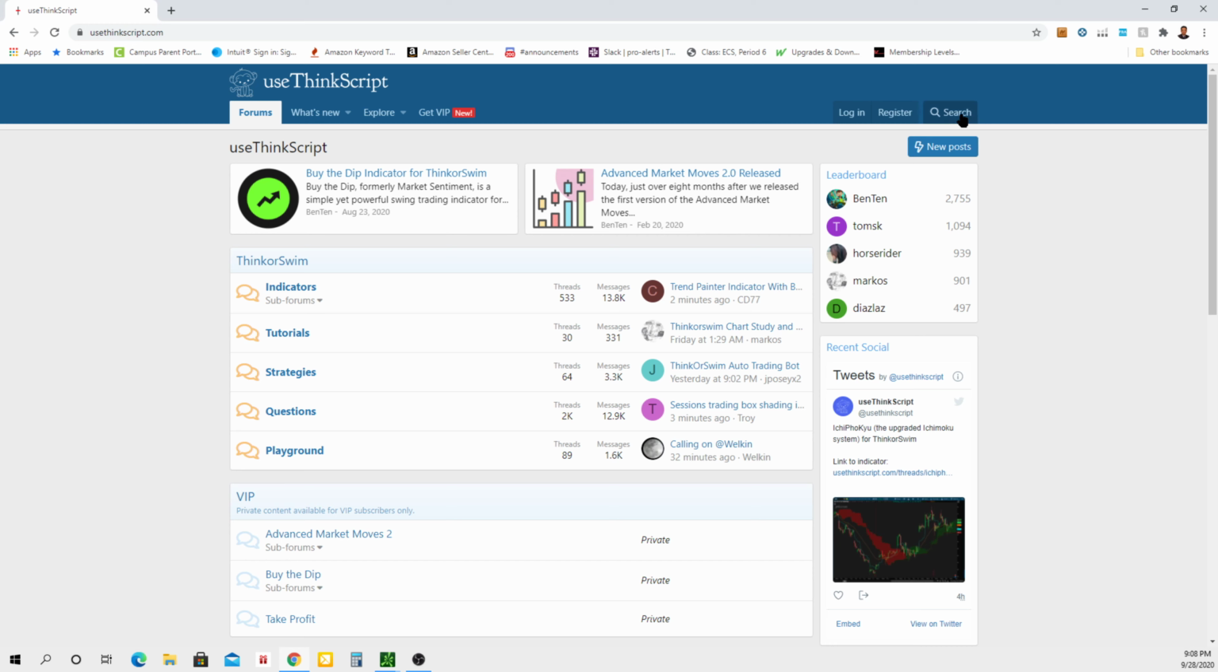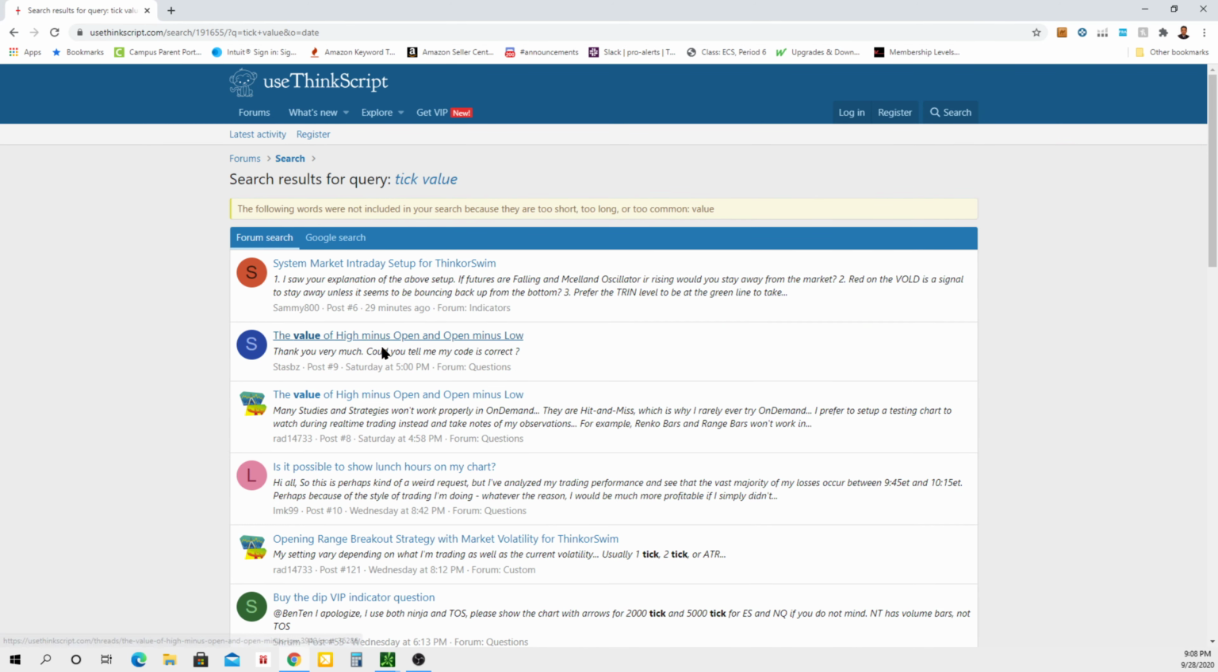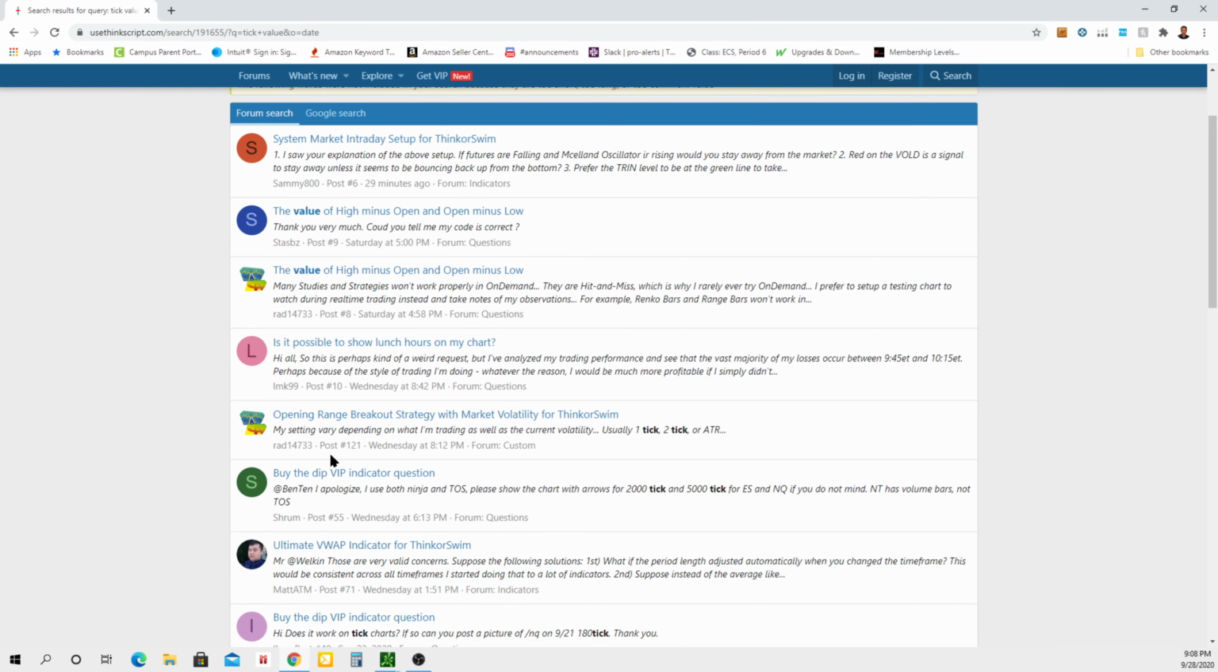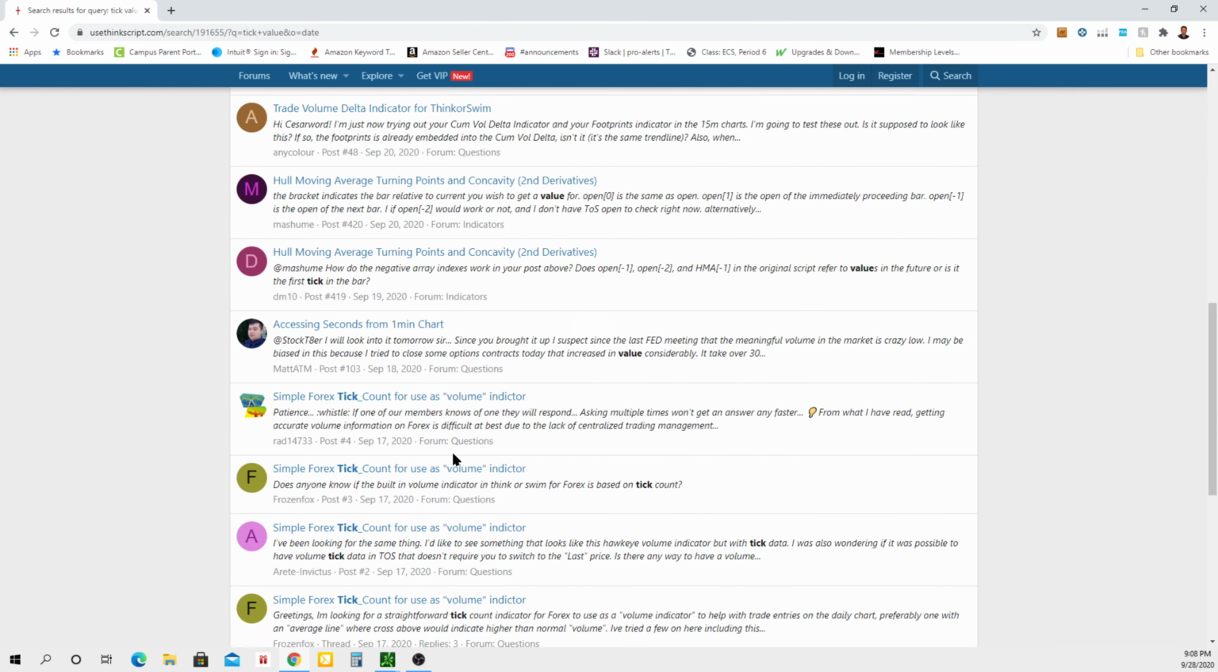So you can go in and type in tick value. And you can find the value of high minus open and minus low. You can find all these tick values.